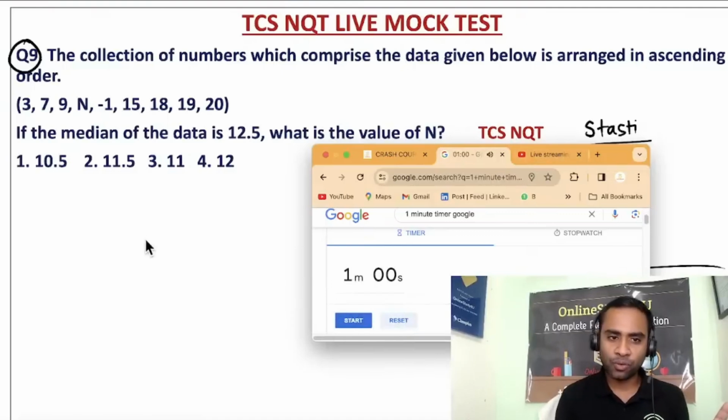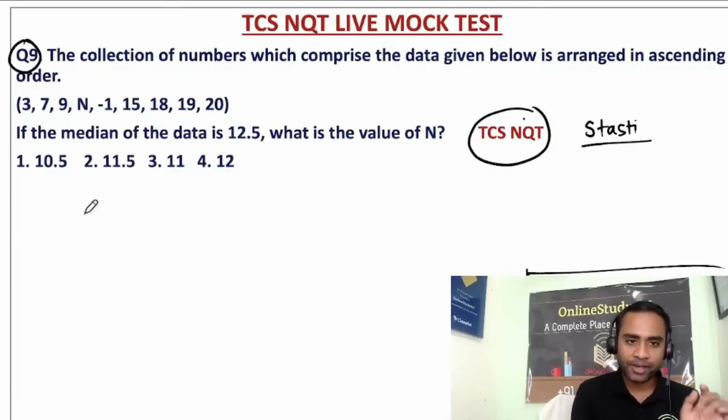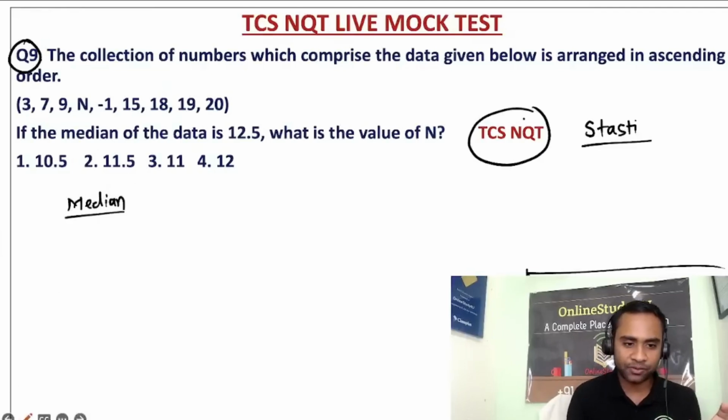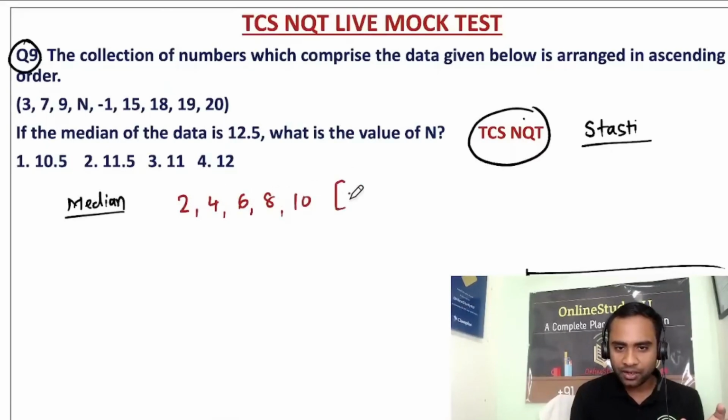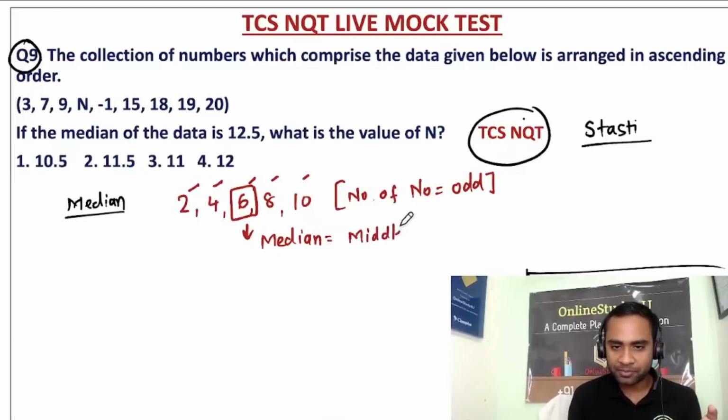Okay. So this is a question asked in the TCS examination. First understand what median is. Now I will tell you what median is and then I will solve. Suppose we have 2, 4, 6, 8, 10. Here the number of numbers is odd, that means we have 1, 2, 3, 4, 5. Then my median will become the middle value.